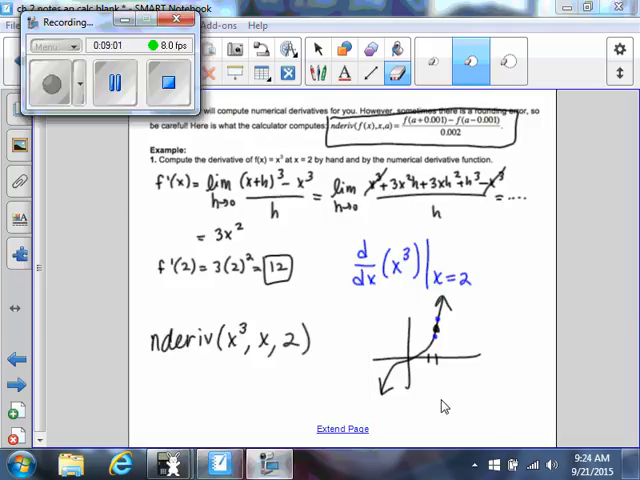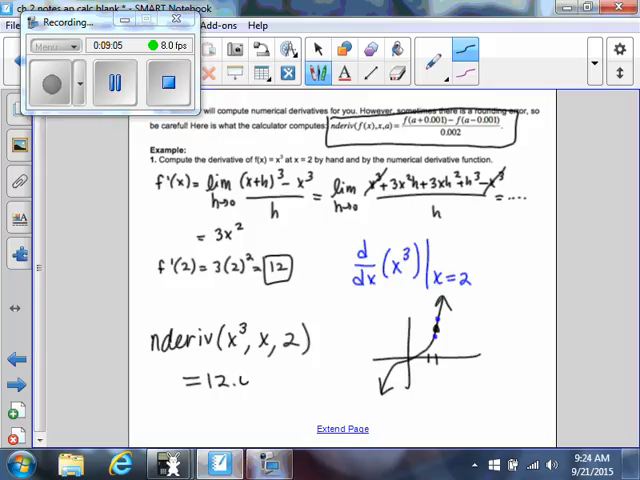How many zeros did I have? 5. So I get 12.00001. It did not give the exact answer, yes. Okay, it's the nDeriv thing. I just wrote it. So I'll say nDeriv, x cubed, comma.